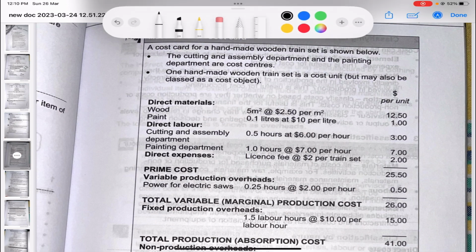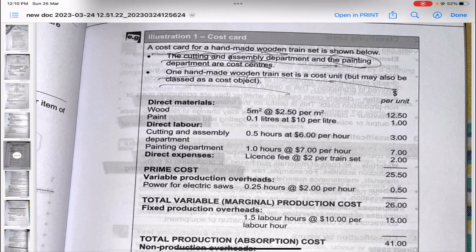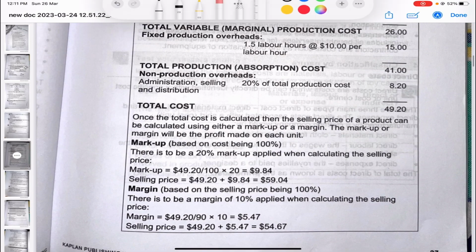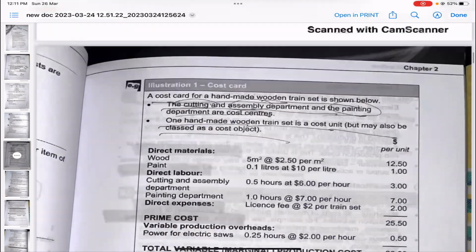So how does a cost card look? This is a cost card for a handmade wooden train set. The cutting department, assembly department, painting department, they are the cost centers. One handmade wooden train set is a cost unit, right? And it can also be classed as a cost object. Very simple, self-explanatory. Now we have direct materials, then we have direct labor. We will be seeing the definitions, don't worry. And then we have expenses. Then we have the prime cost. Over that we have all this. So by doing this, in the end we come up with the total cost. This is what a cost card looks like.